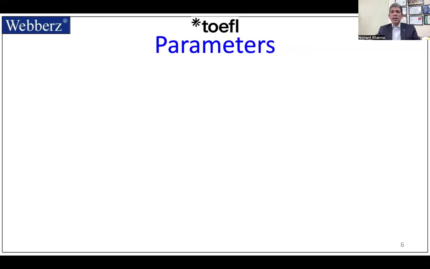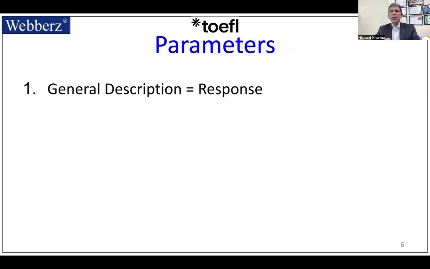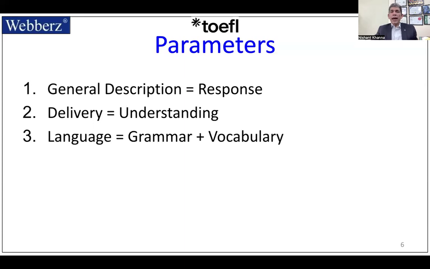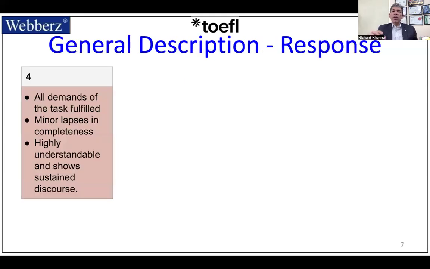Now, what parameters are checked? First of all, a general description is checked, which means your response. Second, the delivery is checked. That means the understanding of the other person. That means the speaker is able to deliver or not. Language, which consists of grammar and vocabulary. And the last is how the topic is developed. So let's talk about general description, marks 4. And we will be talking about the various parameters here.